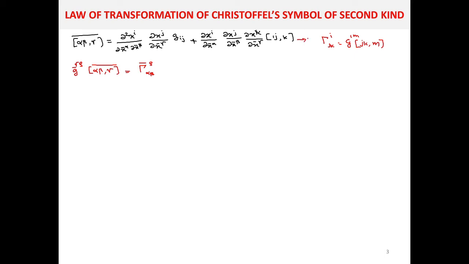So to get the Christoffel symbol of the second kind, you have to multiply equation 1 with g bar gamma rho. Then the left side becomes gamma bar rho alpha beta. And the right side, the first term is ∂²xⁱ/∂x̄^α∂x̄^β. Then there is one ∂xʲ/∂x̄^γ here, and then gᵢⱼ. Now we are multiplying with g bar gamma rho. What is the transformation equation for g bar gamma rho?